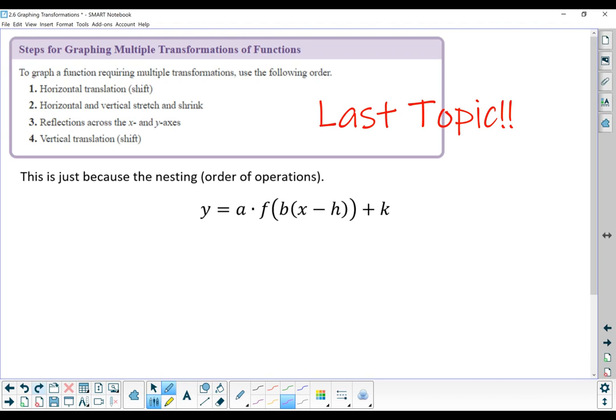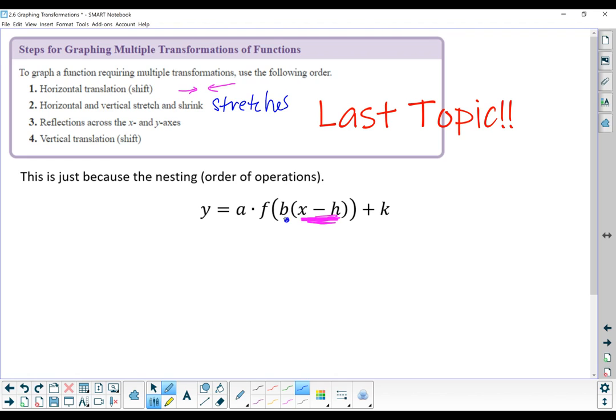When you're doing these transformations, you need to do your left, right shifts first. So it's kind of like we start as close to the x as we can in the function. So a left, right one is going to be done first. Then we're going to do the stretches. And it doesn't really matter if you do the vertical or horizontal stretches first. You're just going to do all of those stretches.